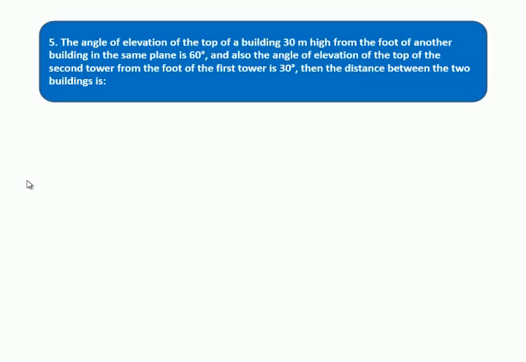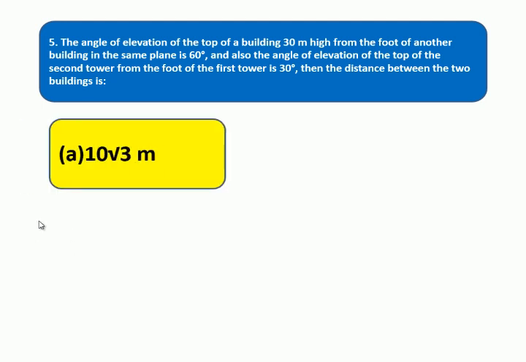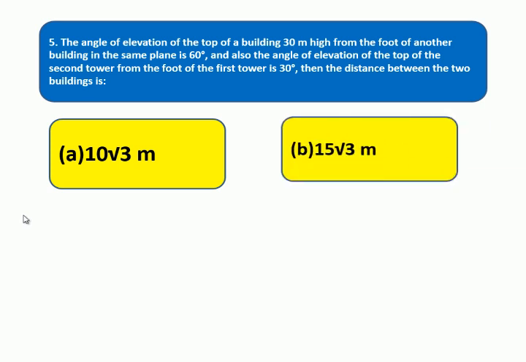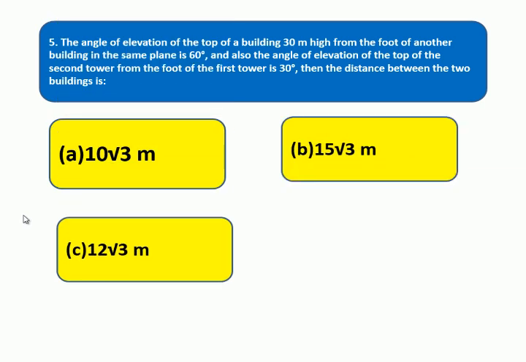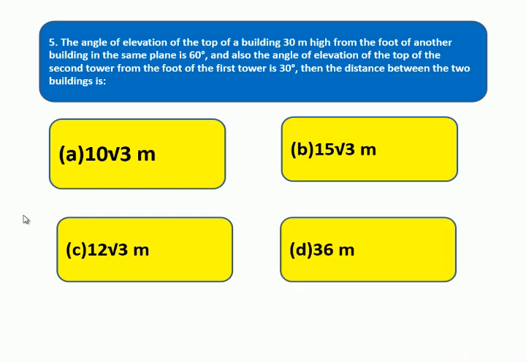The angle of elevation of the top of a building 30 meters high from the foot of another building in the same plane is 60 degrees. And also the angle of elevation of the top of the second tower from the foot of the first tower is 30 degrees. Then the distance between the two buildings is: this is purely calculative. You have to first draw the diagram and then calculate. The options are 10 root 3 meters, 15 root 3 meters, 12 root 3 meters and 36 meters.